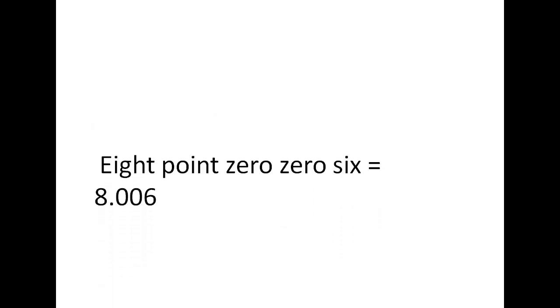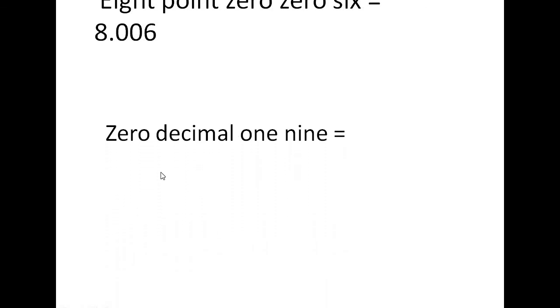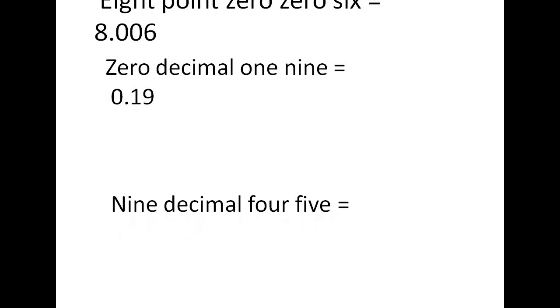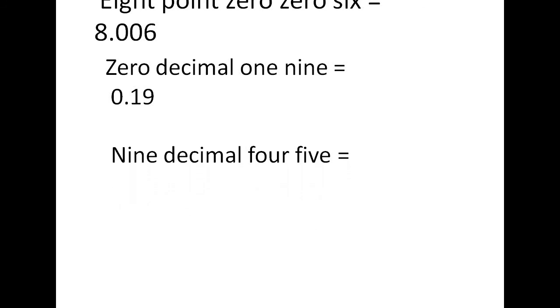So another example, how to read the numbers using point or using "and". When you are using point, then read every digit separately. 8.006. 0.19, so write 0.19. If you are using decimal and point, then read every digit separately. 9.45, 9.45.